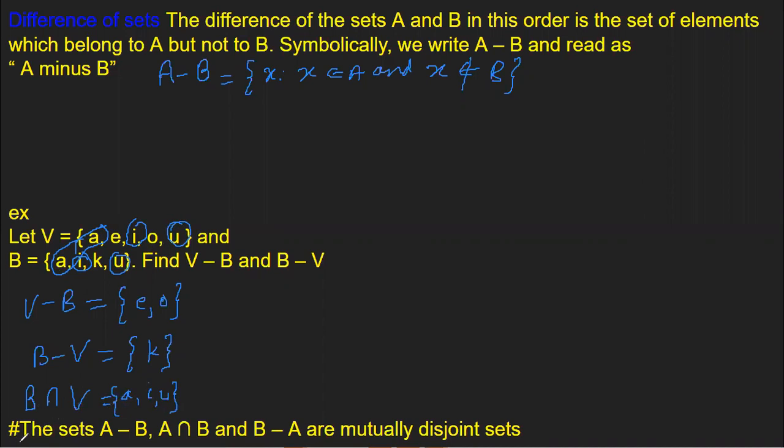हमने यहाँ हैशटैग लगा के कुछ दिखा रखा है. The sets A minus B, B minus A and A intersection B are mutually exclusive or disjoint sets. Disjoint set का क्या definition है? Nothing is common, means उनका intersection phi आएगा. If I find the intersection of these two, nothing is common. So their intersection is phi. Intersection of these two, nothing is common. And also the intersection of first and third, nothing is common. That's what it means. A minus B, B minus A and A intersection B म्यूचुअली डिसजॉइंट सेट होते हैं.